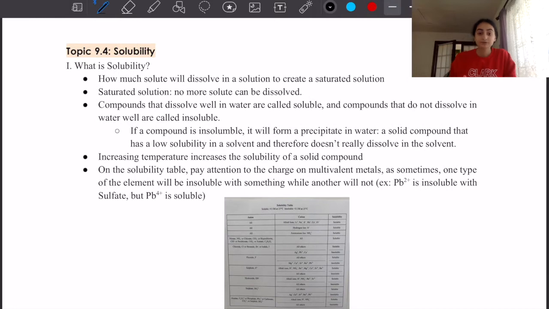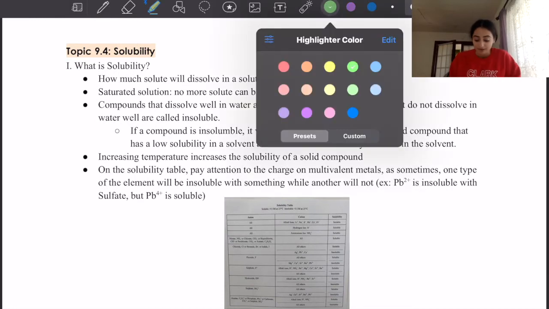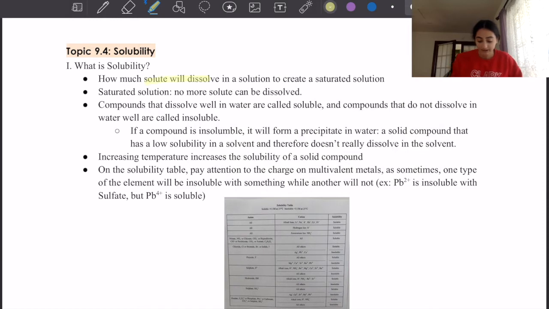Okay, so I'm first going to be explaining what solubility is. Solubility is how much solute will dissolve in a solution in order to create a saturated solution. And if you remember from the beginning of this unit, solute is what gets dissolved and the solvent is what does the dissolving. And so your next question might be, what is a saturated solution? A saturated solution is when no more solute can be dissolved. So all the possible solute has been dissolved in the solvent, and if you pour in any more, it'll just sit at the bottom and won't dissolve in.